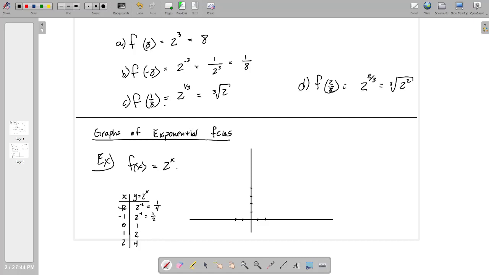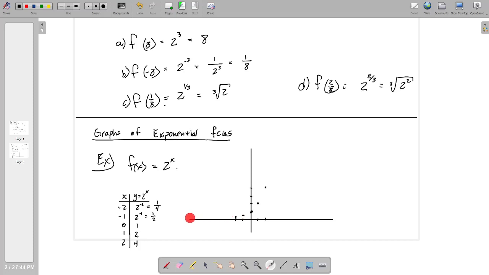So at x equals -2, our y value is 1/4. So right about here. At x equals -1, our y value is 1/2. So that's going to be a little higher up. At 0, we cross 1, and then at 1, we have 2, and at 2, we have 4. So as you can see, we have sort of this trend here, where this is a weird bend.